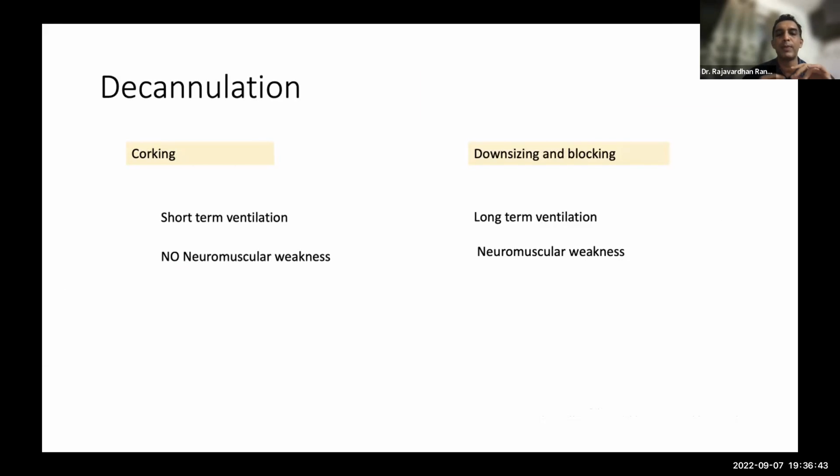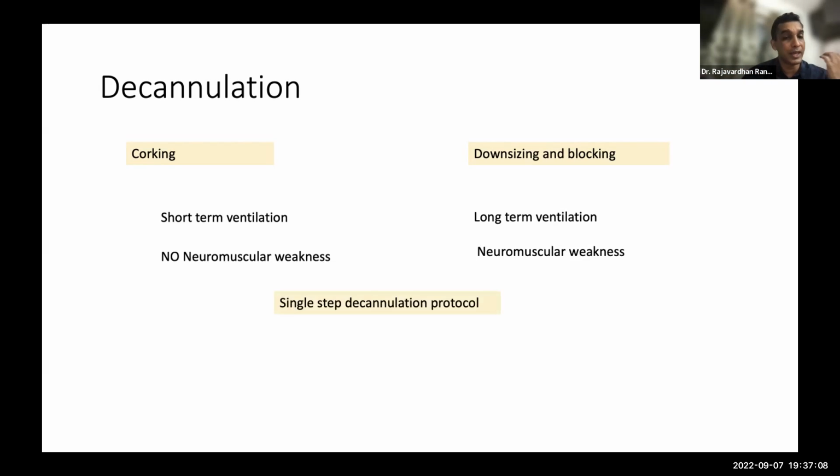One is corking, just by blocking with a narrow size tracheostomy tube. Second one is by downsizing and blocking. Means if the patient is having an 8.5 tube, we come down gradually, cuff takes 1.5, then use a cuffless fenestrated tube and see. Corking is mainly done in patients on short-term ventilation with no neuromuscular weakness, whereas downsizing and blocking is done in long-term ventilation, neuromuscular weakness patients.